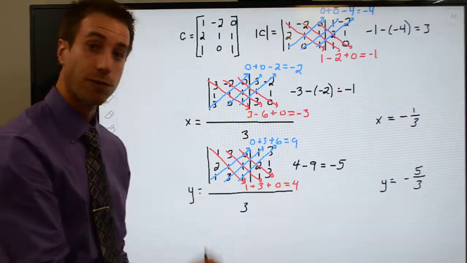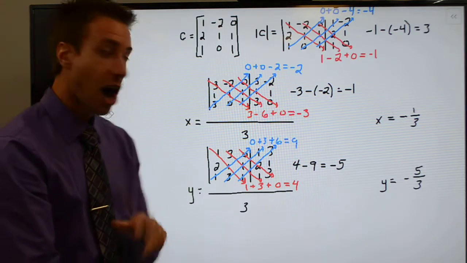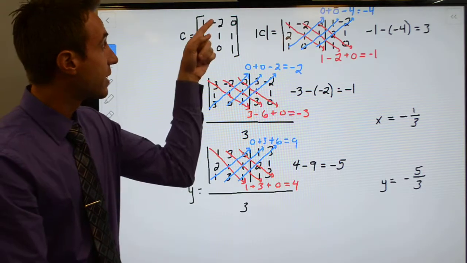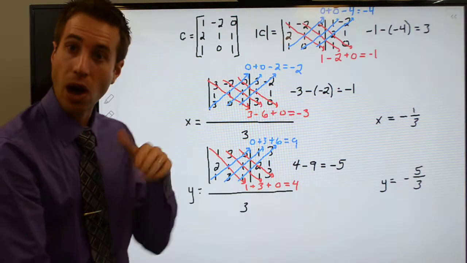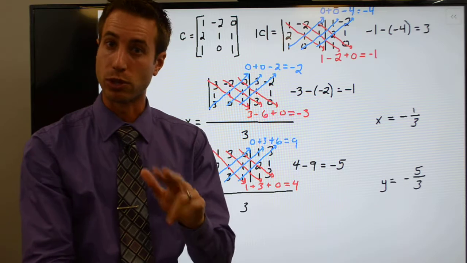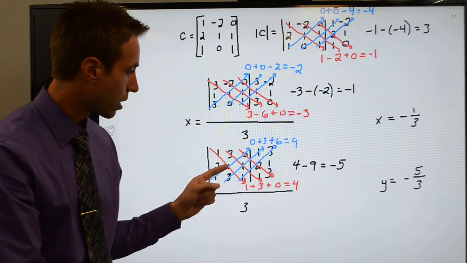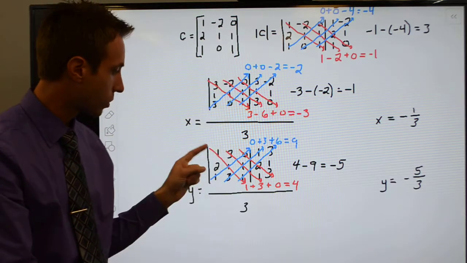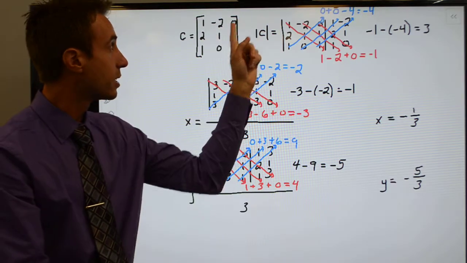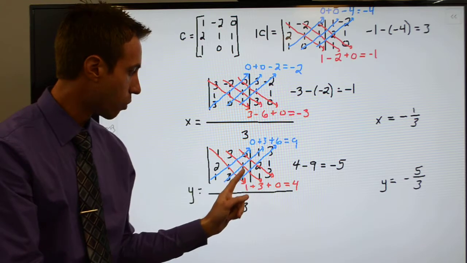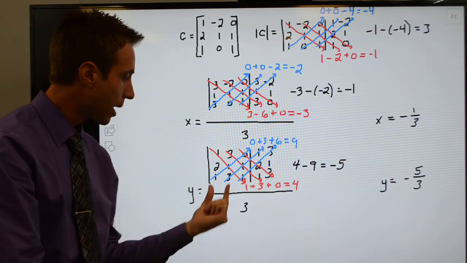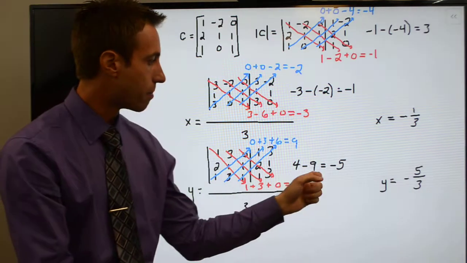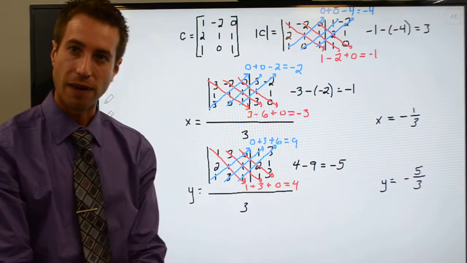Exact same thing happens for the y value. Again, though, this time since I'm solving for y, I replace the y coefficients. So instead of a -2, a 1, and a 0, I put in my constants, which remember was 3, 1, 3. Everything else stays the same: 1, 2, 1 for the x, and 0, 1, 1 for the z. Rewrite the first two columns, do your multiplication, bottom minus top, and y is -5/3.